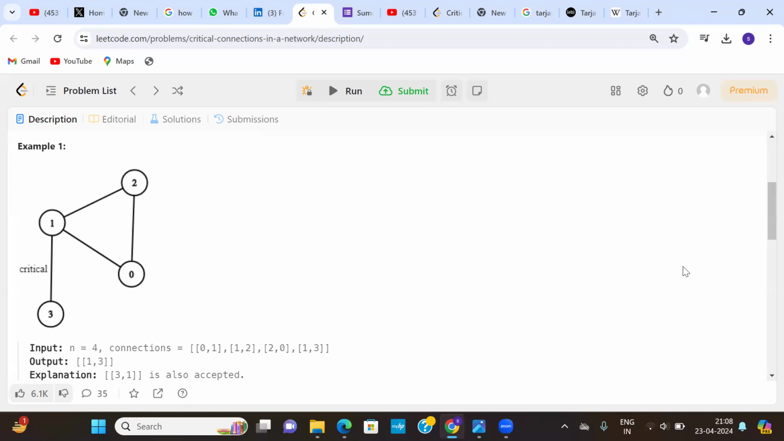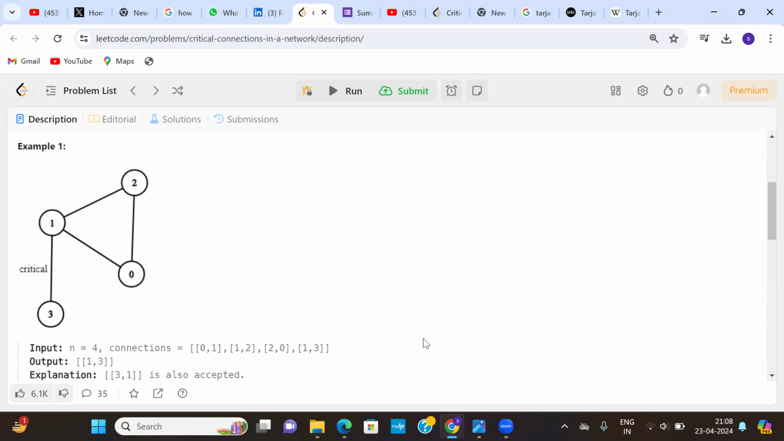What do I mean by time of insertion? Just listen carefully. The time of insertion means the time when a particular node is visited. And what do I mean by lowest time of insertion? It means that when I visit the current node, I will refer to all of its adjacent nodes. Suppose this is node 0, then I will refer to all of its adjacent nodes like 2, 1, but apart from the parent. And I will take the lowest time of insertion amongst all these nodes. I know this is not very clear.